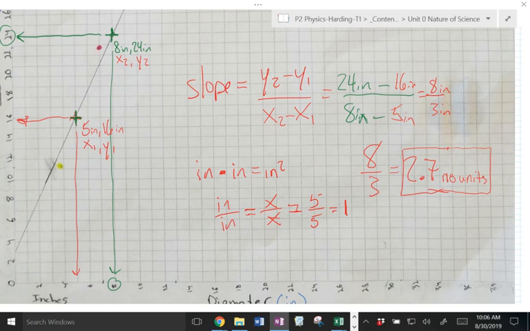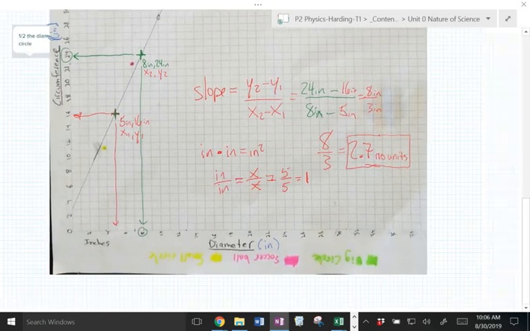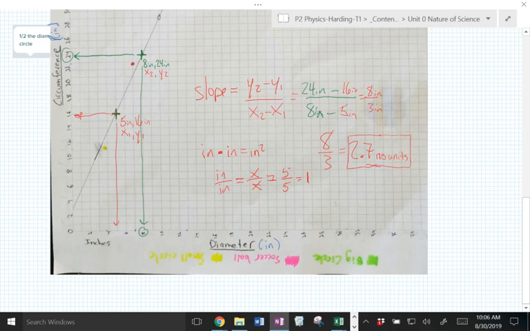All right. So I got 2.7, no units there. So then the other thing I need to talk about is the equation. This is a line. It's not always going to be a line, but today it is, okay? And a lot of days it will be. And the equation for a line is y equals mx plus b, okay?